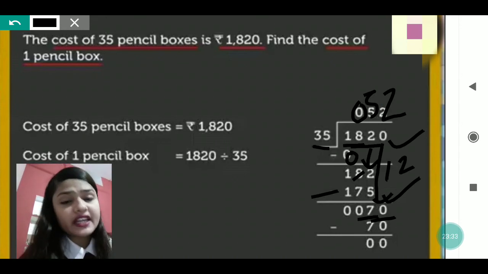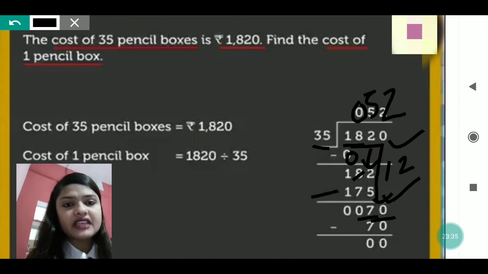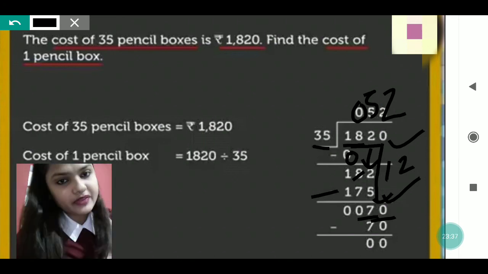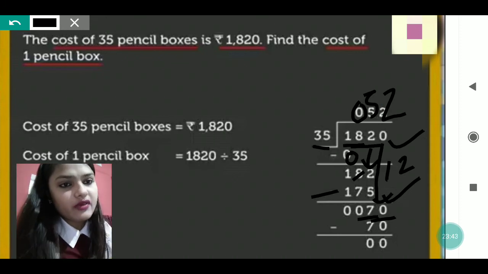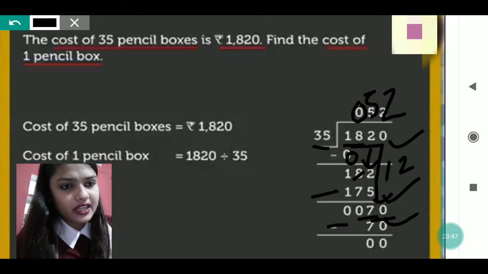Okay, so in the table of 35, is 70 coming? Yes, 70 is coming, but in how many times is it coming? It is coming in 2 times. 35 2s are 70. So 70 we will write just below 70 like this, and then we will subtract. So 70 minus 70 will be 0, 0 minus 0 will be 0, and 7 minus 7 will be 0.